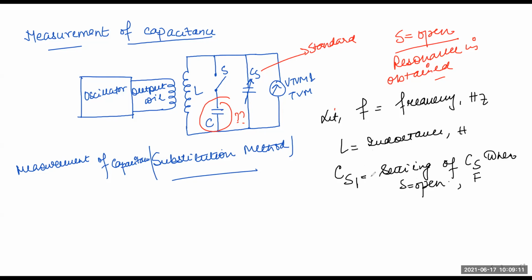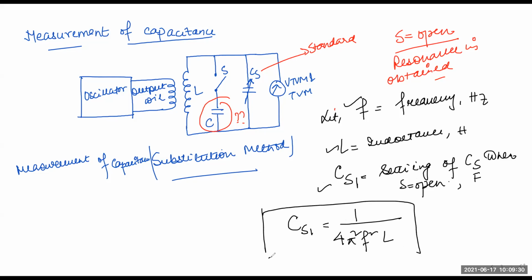From these three terms F, L, CS1, where CS1 is my setting of the standard capacitor, we can write it as 1 by 4 pi square F square L. This is a very important formula: the setting of the standard capacitor when the switch is open. So CS1 equals 1 by 4 pi square F square L. This is all about when the switch is open.